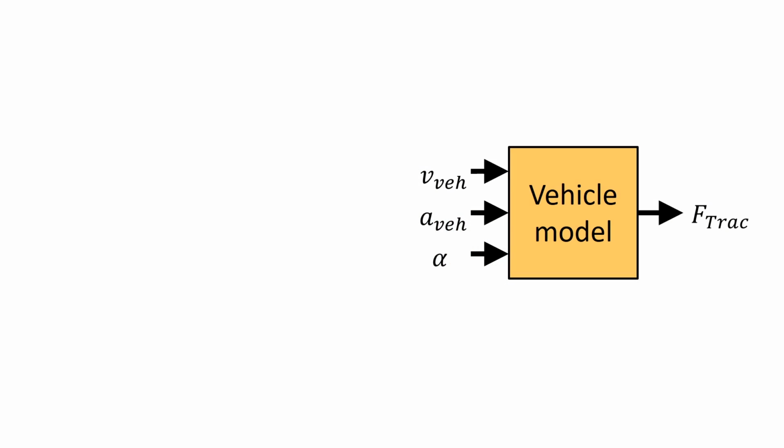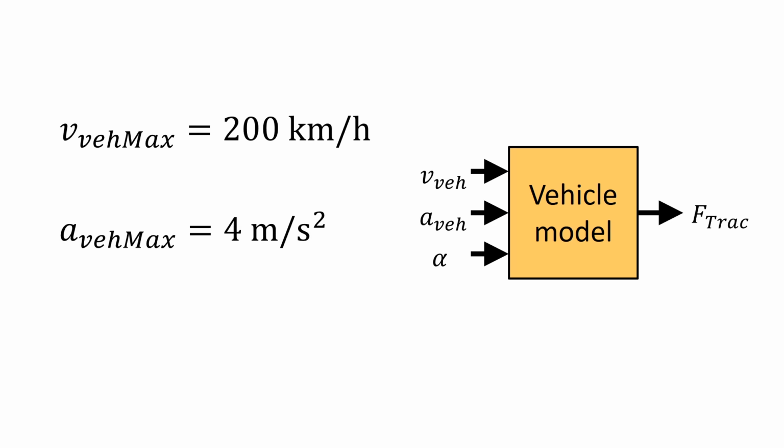The vehicle model tells us which properties we need to describe in order to know what force the powertrain must produce. We must specify the vehicle speed, vehicle acceleration, and road gradient. The first step is to specify the maximum value of these three, one by one. In our example, the maximum vehicle speed for this passenger car is 200 km per hour. It shall be capable of 4 meters per second squared acceleration.